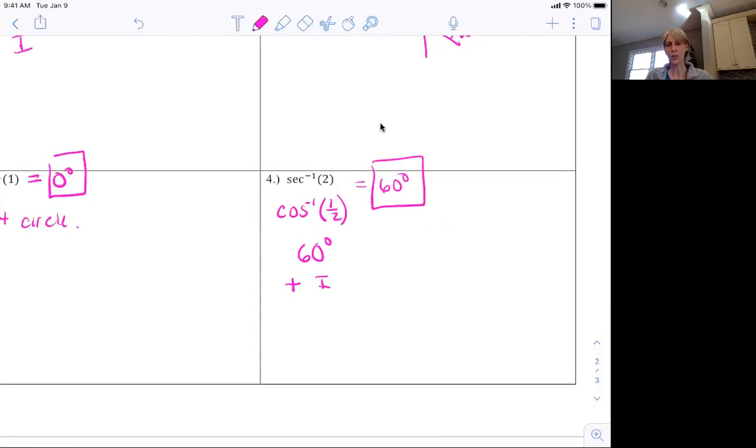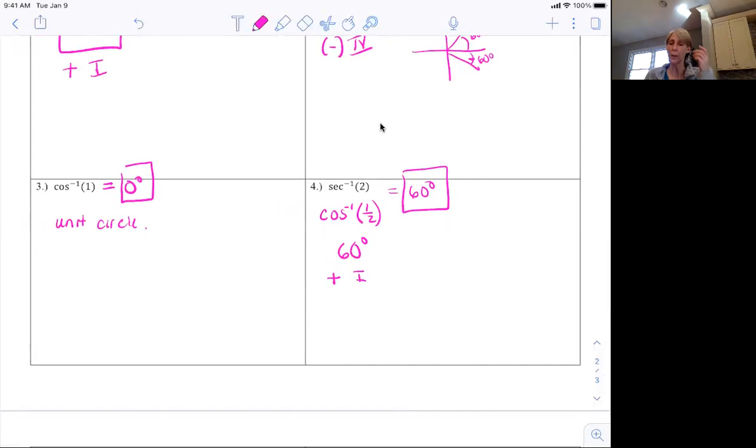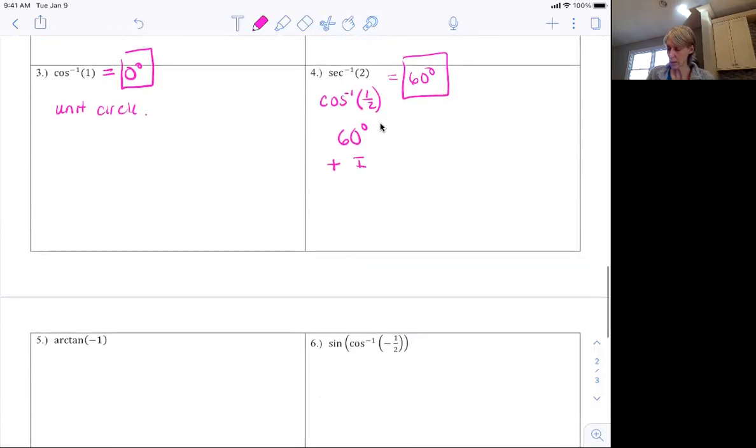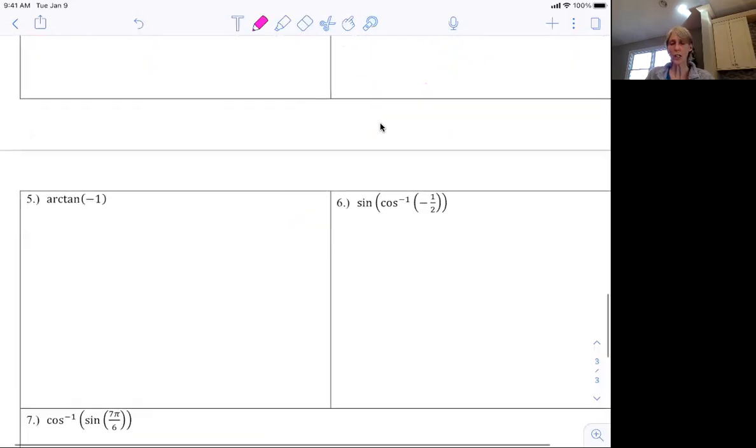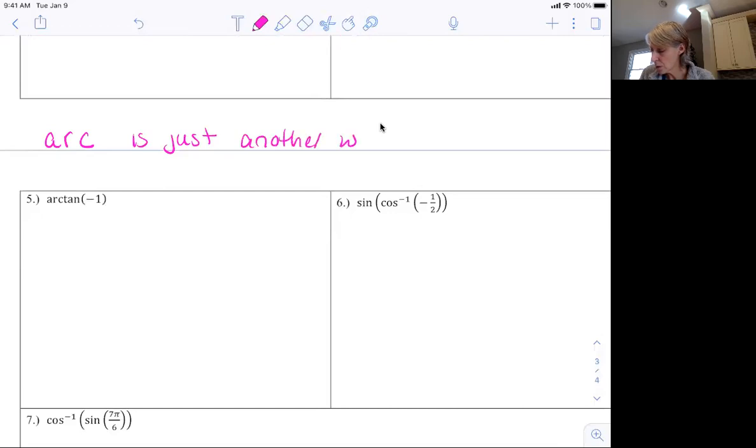Now, I do know that all of you know you can cheat and use your calculator, and I'd never be able to tell, but it would help if you can do this by hand. Arctan, that's kind of weird. Arctan, the word arc is just another way to say inverse. So if you ever see that, it's just like seeing this.